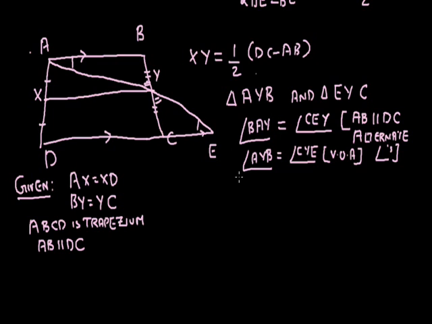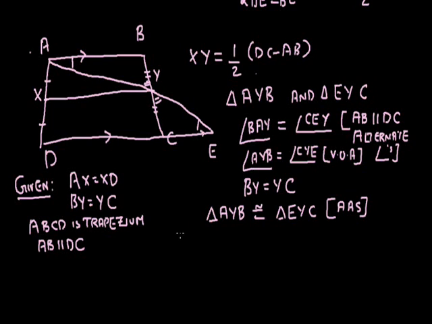Let me write the side equality relation, which is BY is equal to YC, which ends up in letting us know that triangle AYB is indeed congruent to triangle EYC, and the congruence relation which we use here is AAS. What does result from this? Yes, the two most important relations are the side equality relations. So let me write the CPCT relations here.